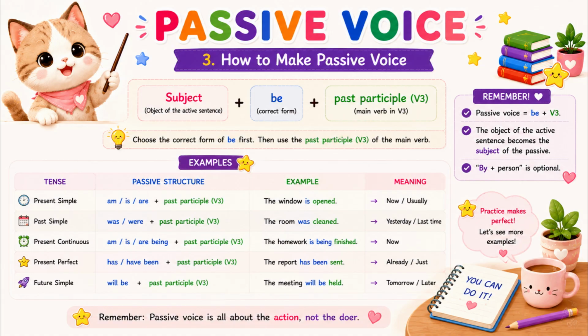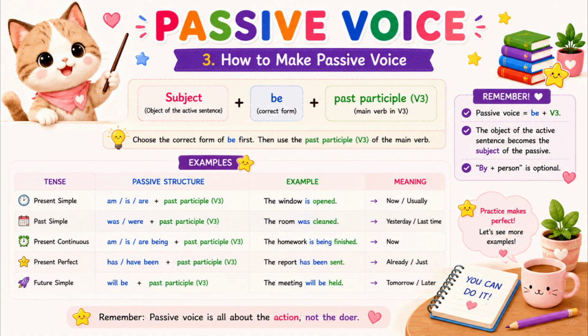Present continuous. Am, is, or are being plus past participle. Example, the homework is being finished. This shows an action that is happening right now. Present perfect. Has or have been plus past participle. Example, the report has been sent. We use this for actions that have already happened or have just been completed.